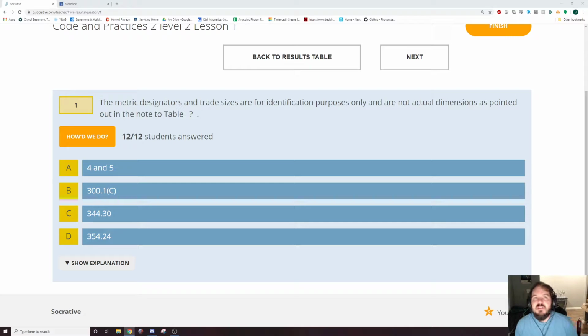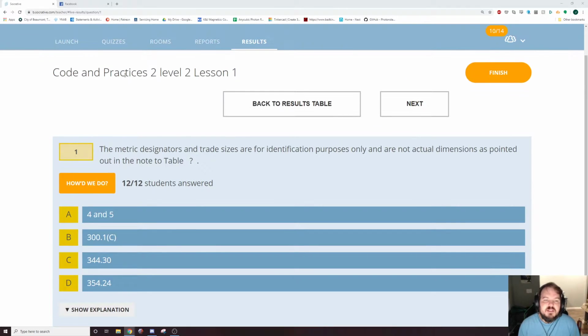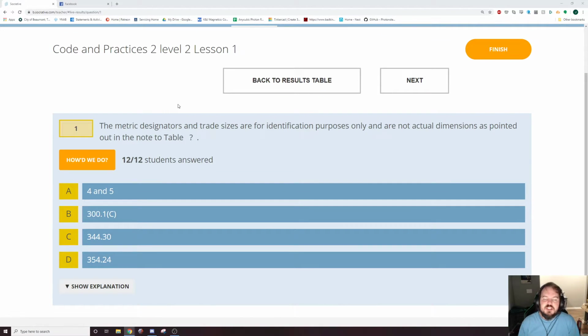we are on Code and Practices 2, Level 2. This is mostly going to be in chapter 3. Like all day, we're going to be mostly in chapter 3 of the code book, talking about conduit, talking about cables, talking about all sorts of other stuff.